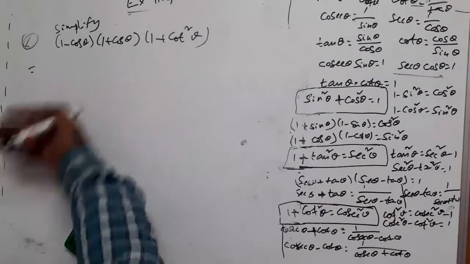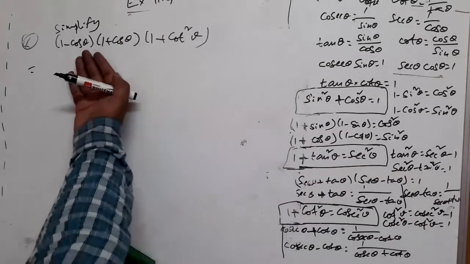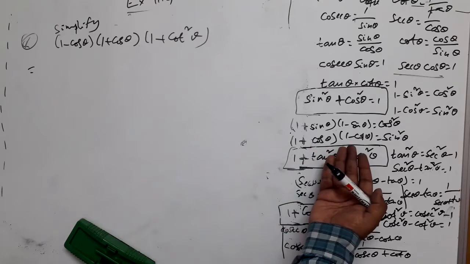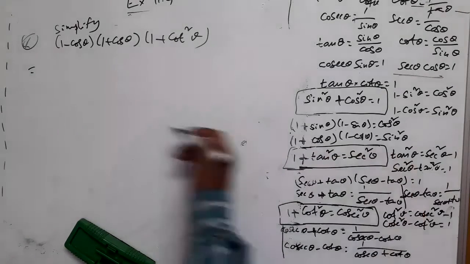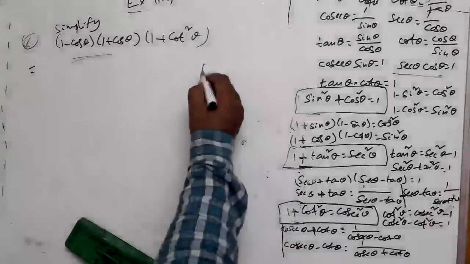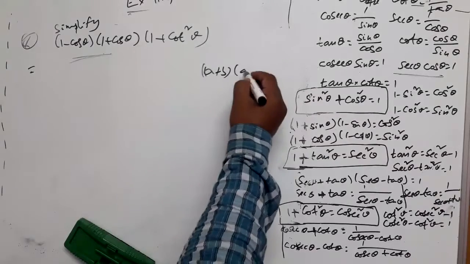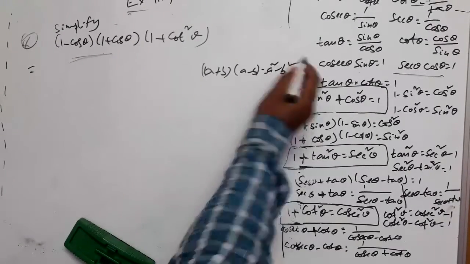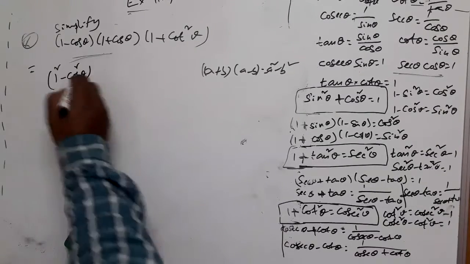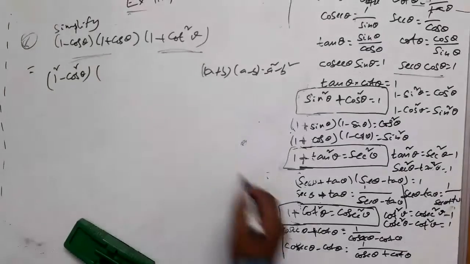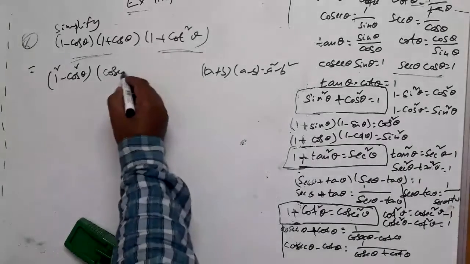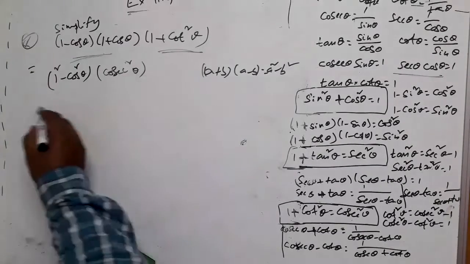1 minus cos, 1 plus cos, directly they are familiar to us. While discussing basics, we have seen that 1 plus cos theta and 1 minus cos theta multiplied can be replaced by sin squared theta. This is of the form a minus b multiplied by a plus b, which is a square minus b square. So 1 square minus cos square theta, multiplied by 1 plus cot square theta, which by the identity is cosecant square theta.